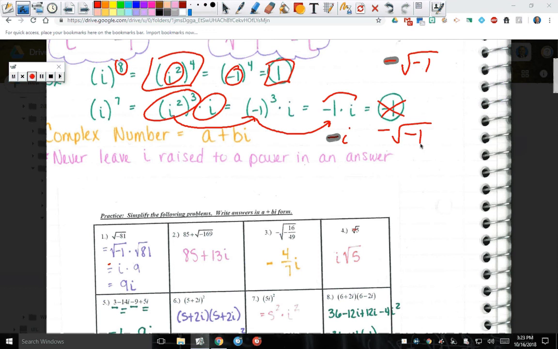You can change that in your notes, please. That's the only thing that you will catch. That's a mistake on this first sheet.